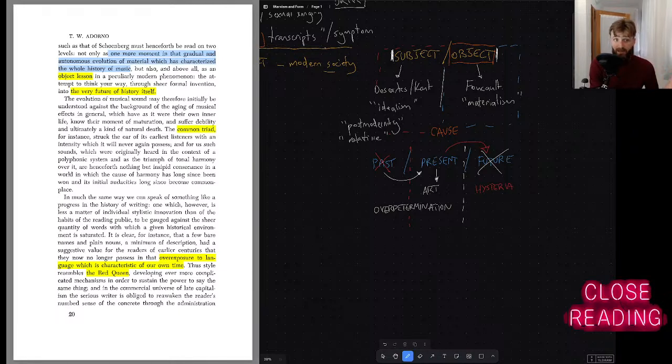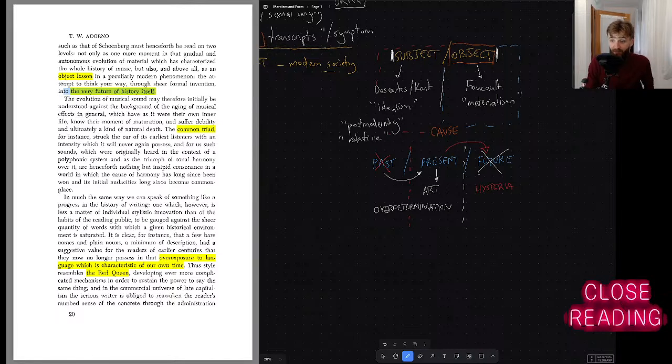Because it is evolving in its own space. It doesn't have anything to do with materiality, "which has characterized the whole history of music, but also and above all as an object lesson in a purely modern phenomenon." So it has both parts of the subject and object in it.